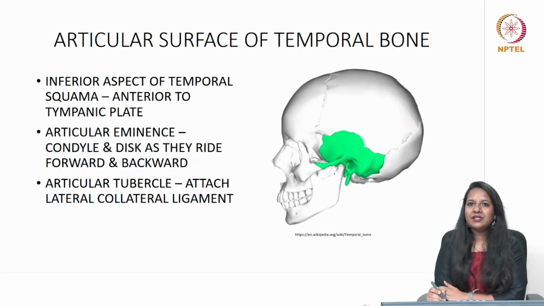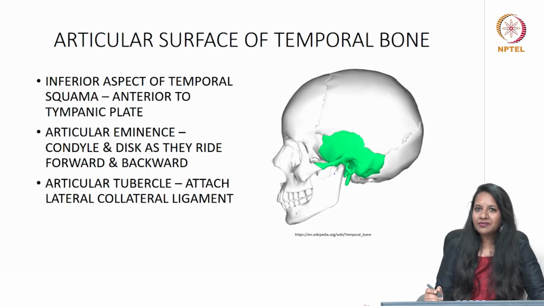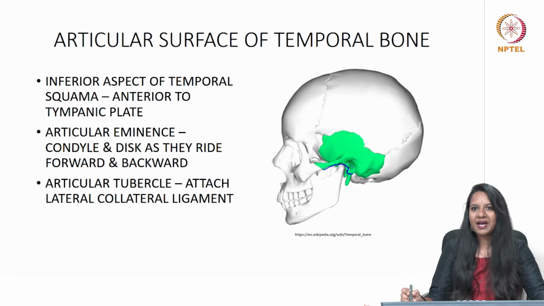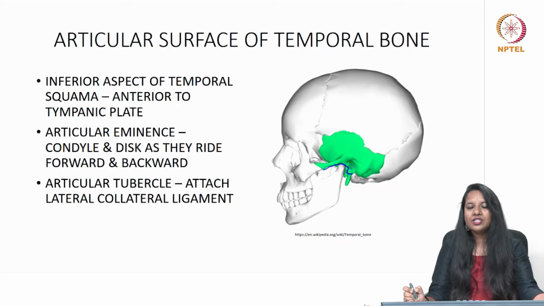Next, moving to the articular surface of the temporal bone. Articular surface means the one which has a contact with the other bone. So, here it is the inferior aspect of the temporal bone, that is the one which is below, and it is anterior to the tympanic plate. It has an articular eminence where the condyle and disc ride forward and backward, and it has something called articular tubercle. It is a bony projection which gives attachment to the lateral collateral ligament, which is one ligament which helps in the movement of the mandible.